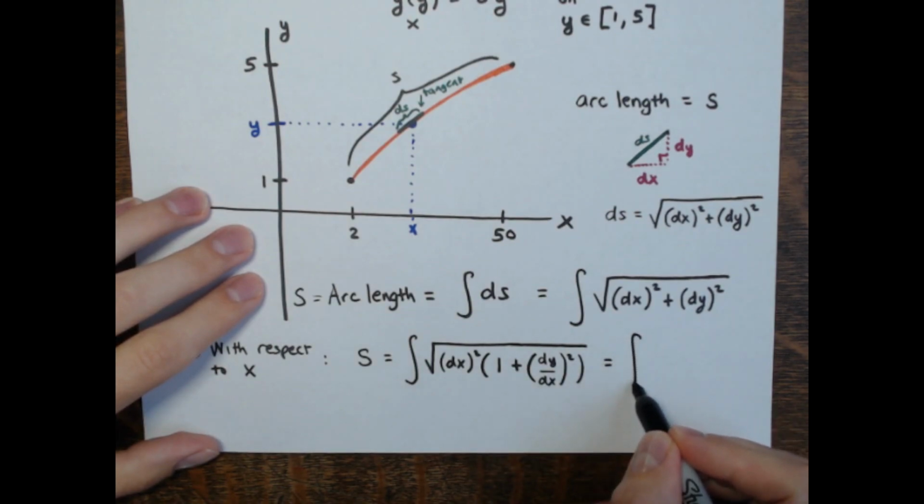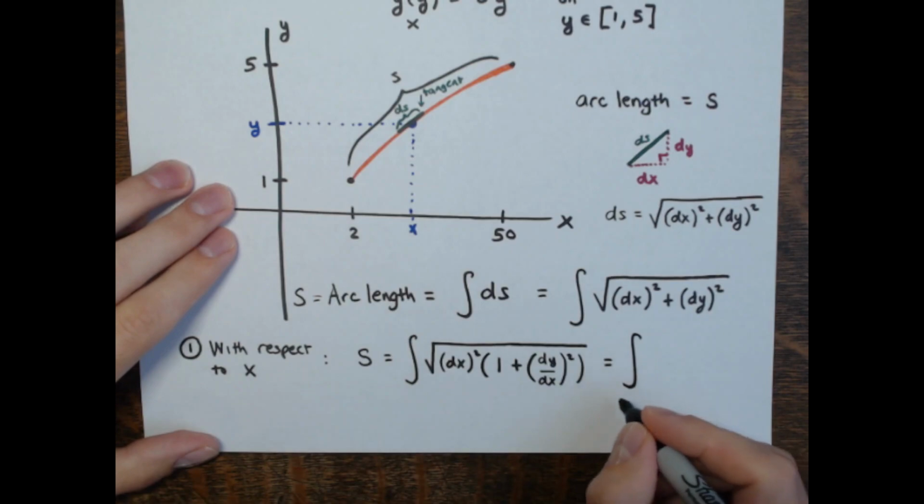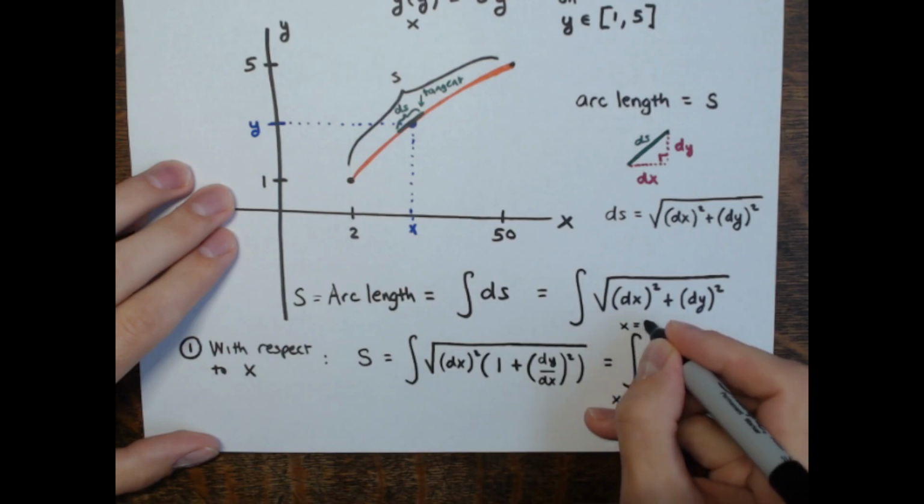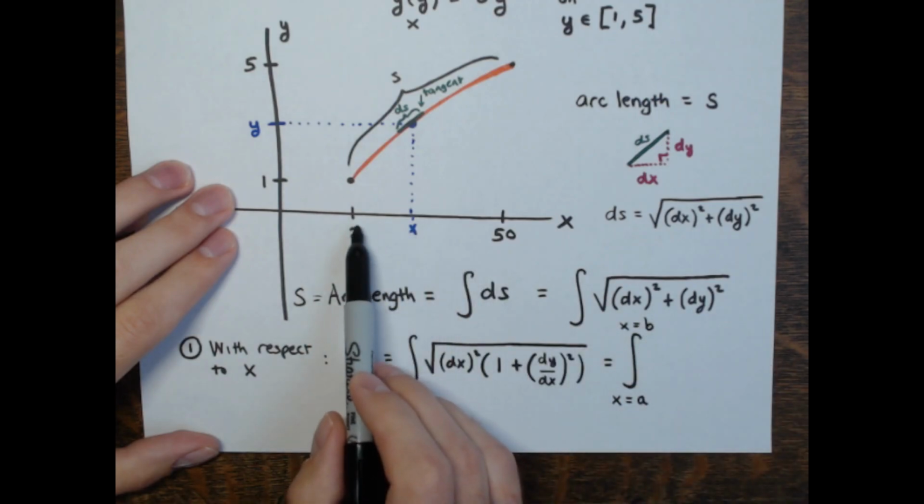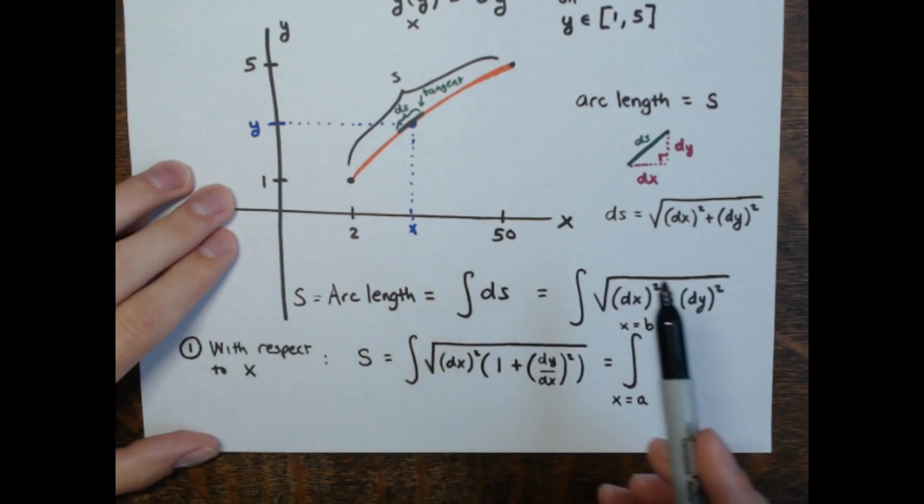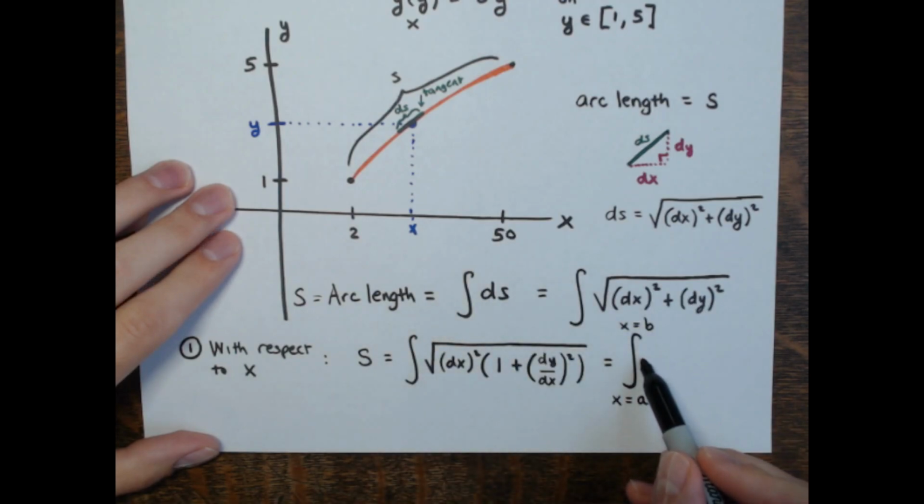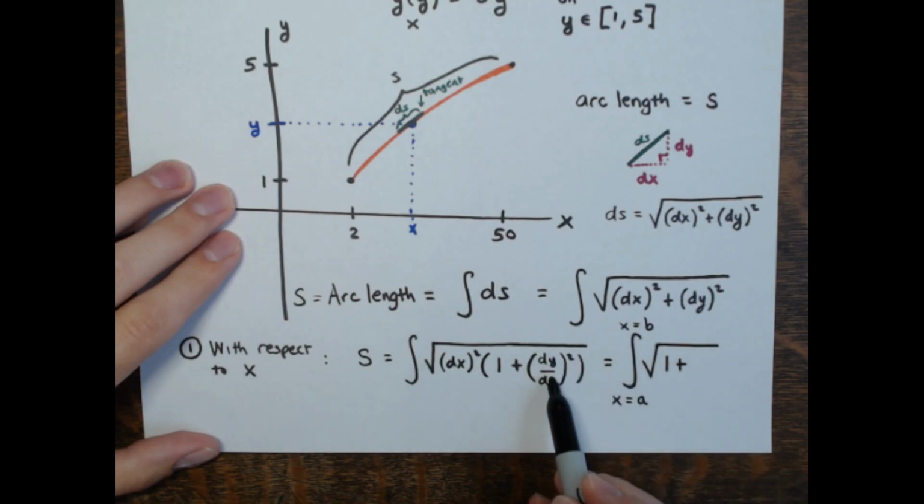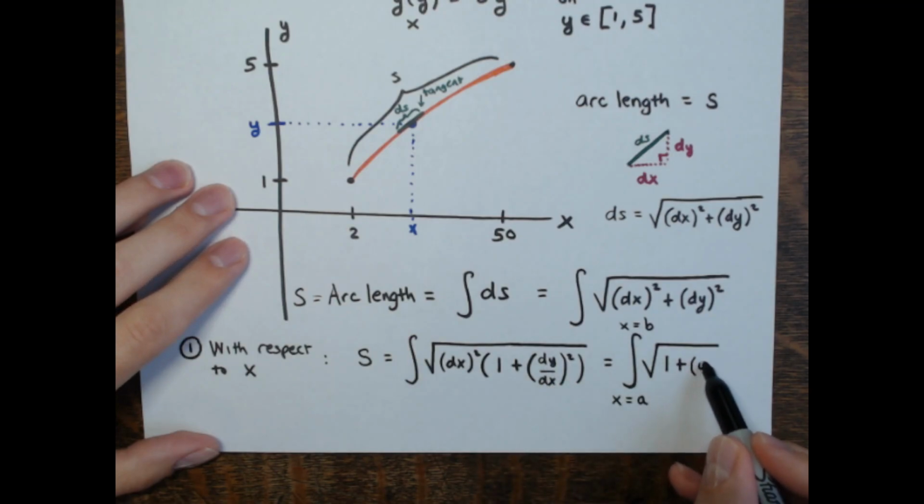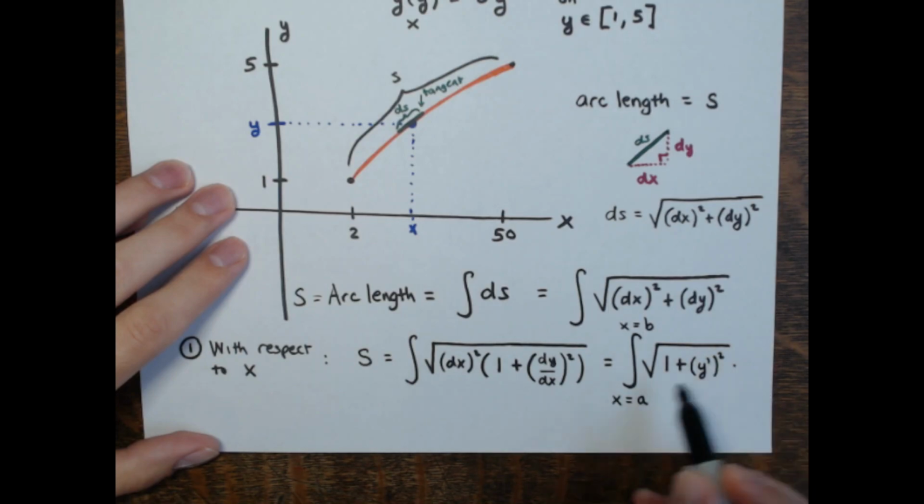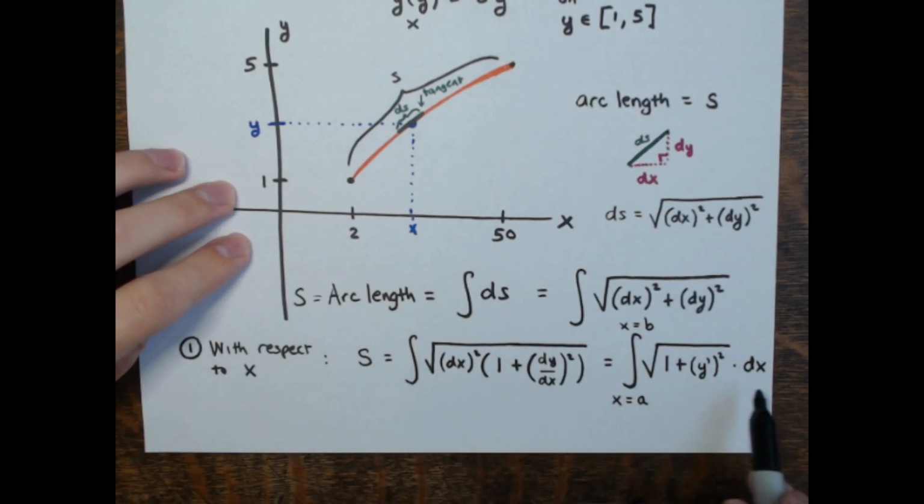So I'd have finally the integral, and since we're integrating with respect to x, I'm going to go from x equals some value a to x equals some value b. Here that's going to be from 2 to 50 if I'm doing with respect to x, of the square root of 1 plus this dy over dx, which I can call y prime, y prime with respect to x squared. And then the square root of dx squared is just dx, so on the outside I have just times dx. So this is one arc length formula.